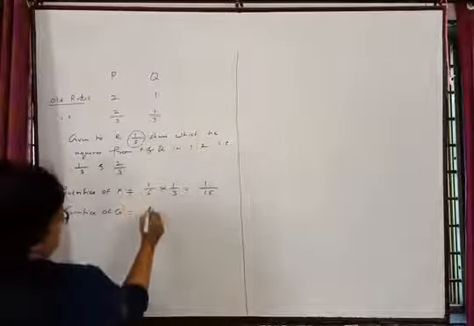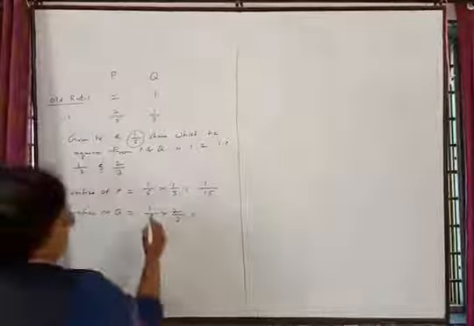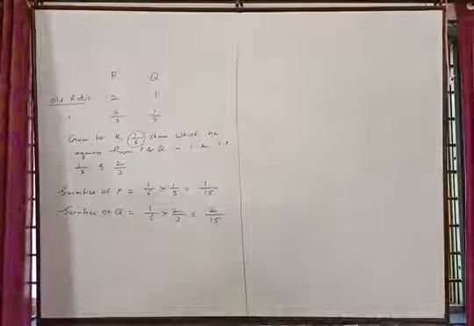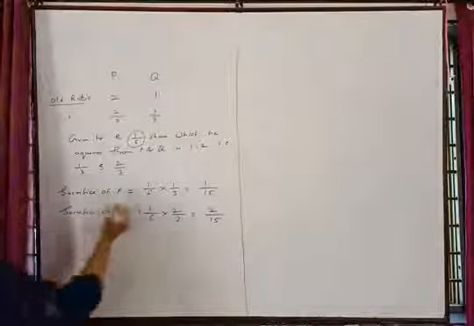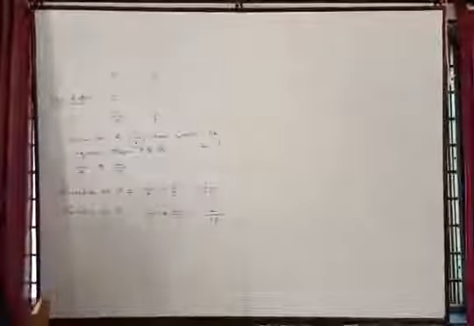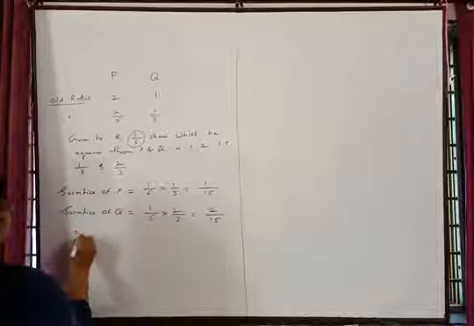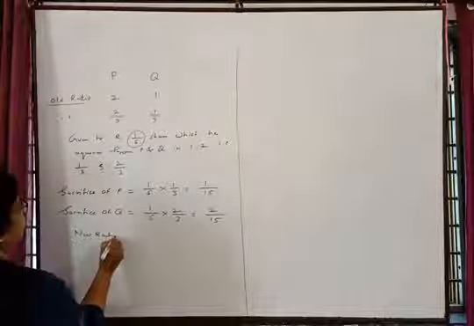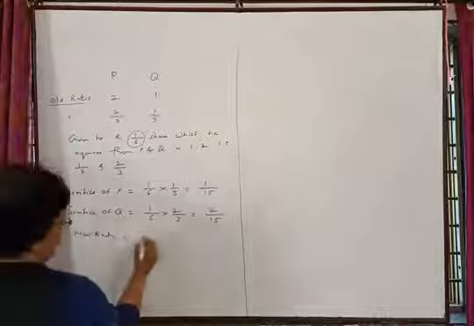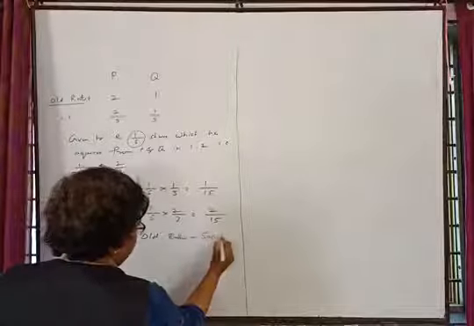2/3 of 1/5. So 1/5 into 2/3: 1 2s are 2, 5 3s are 15. So it is 2/15. So P is sacrificing 1/15, and Q is sacrificing 2/15. Now we will calculate the new ratio of Mr. P. Therefore, new ratio is equal to old ratio minus sacrifice.